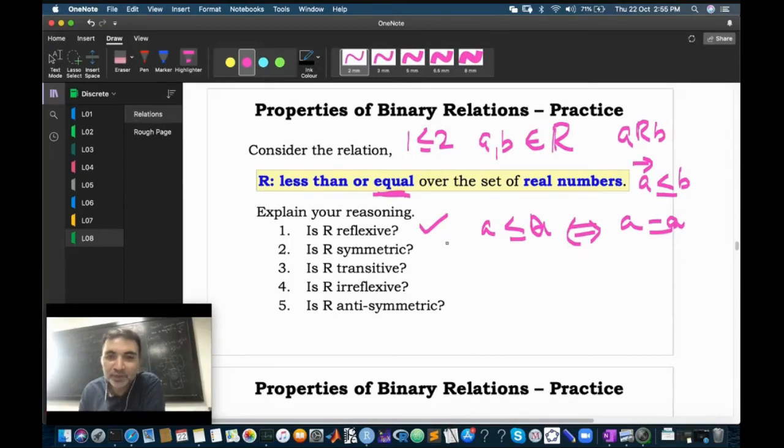कोई भी दो नंबर ले लें, एक ही नंबर की दो कॉपीज ले लें, they must be equal to each other, right? Which means that this relation is reflexive. Is it symmetric?